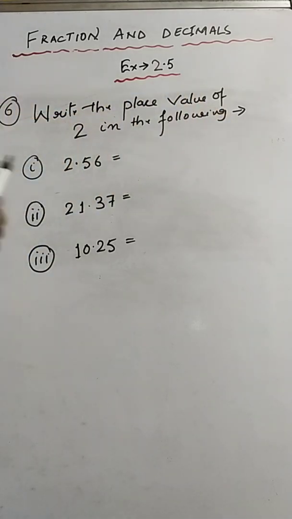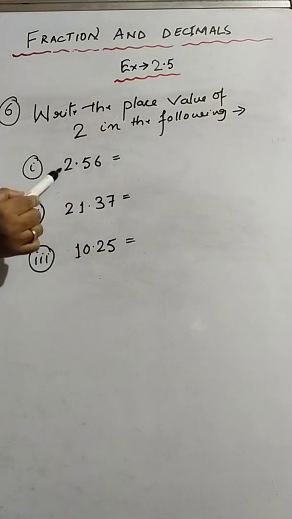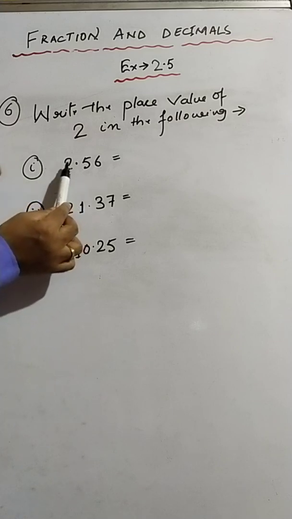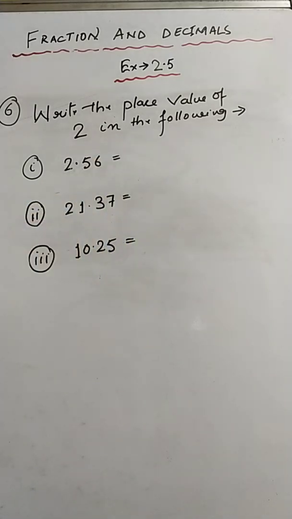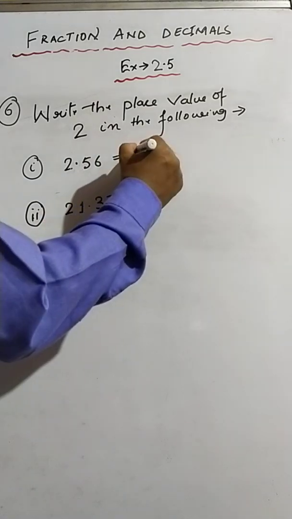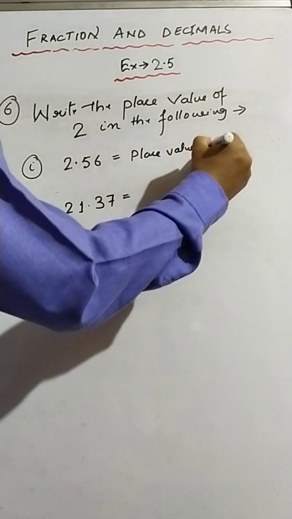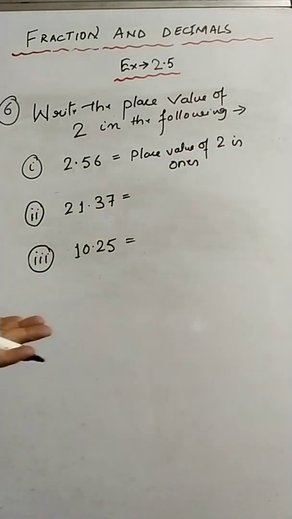2. So what is there in the question number 1? 2.56. So we have to say what is the place value of 2. So what is the place value of 2? Just on the left hand side of the decimal, this position is called what? Ones. So the place value of 2 is what? Ones. So you write place value of 2 is ones. As simple as this.